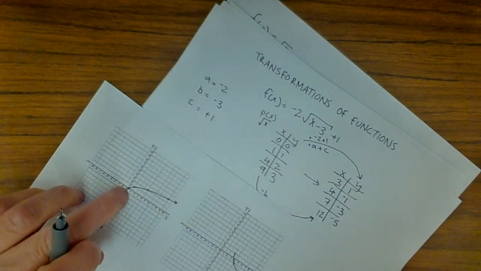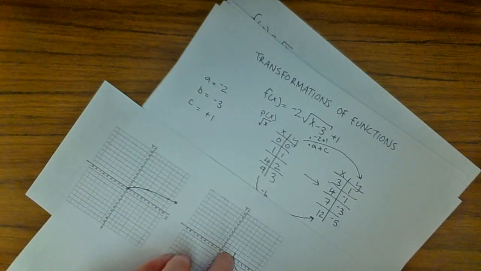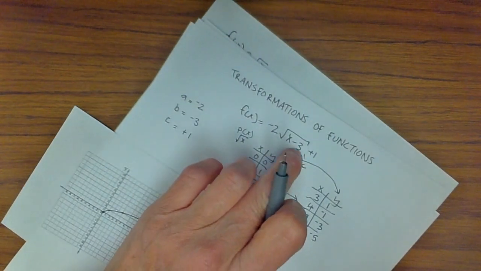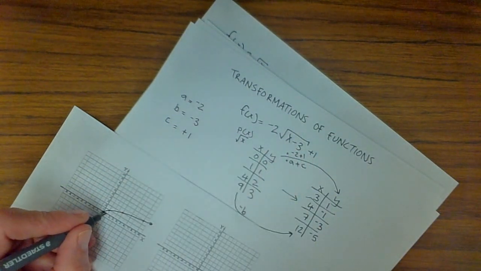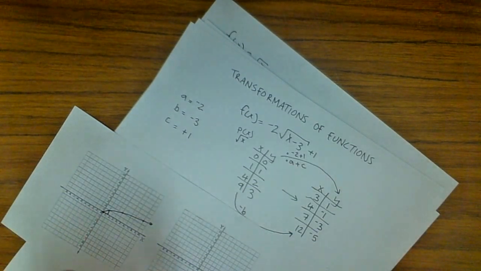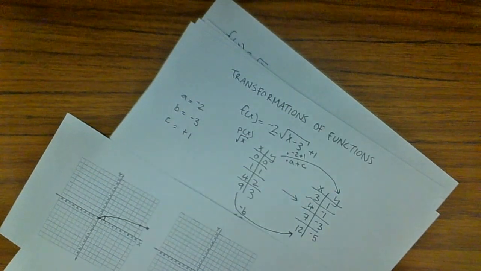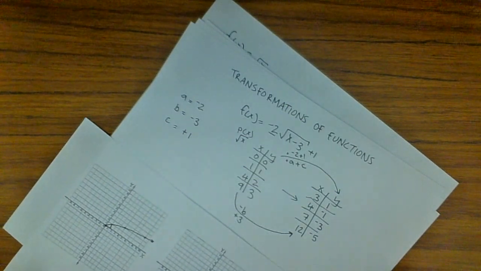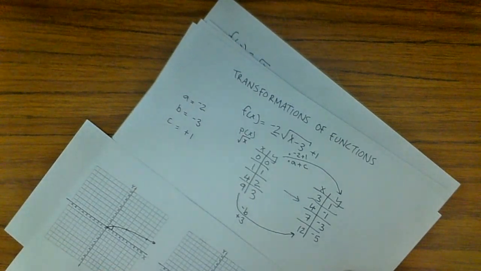All right, I can see that the beginning has changed from 0, 0 to 3, 1. Here's 3, 1. Normally, with a square root function, I go over 1 and up 1. Here, I go over 1 and down 2. That's because of the negative 2. And that's how we do this transformation.